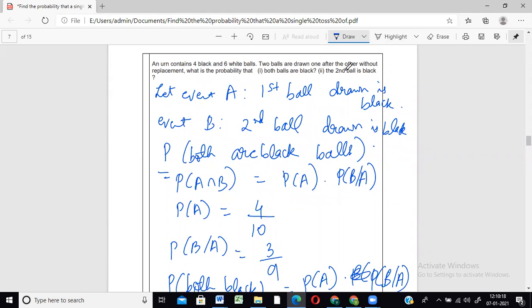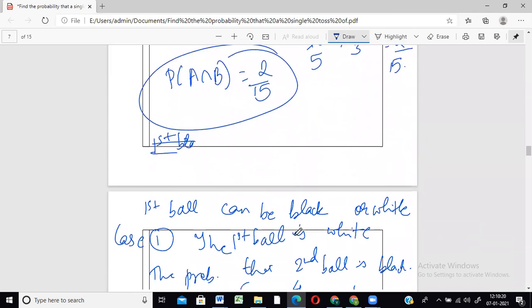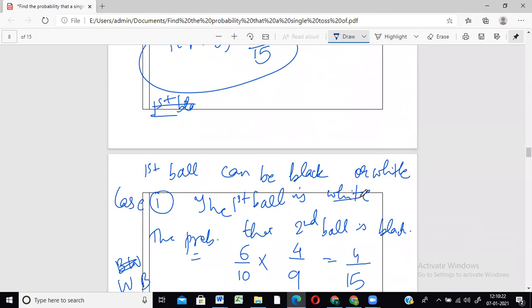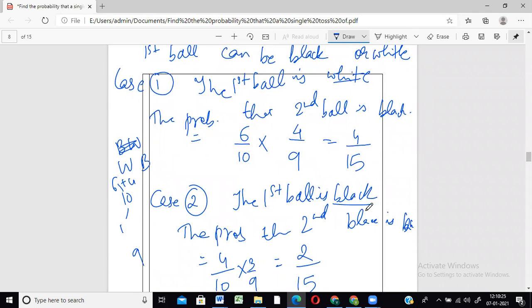Second ball is black means you can either have the first ball as white or the first ball as black. So the second ball has to be black. This is a compulsory condition. Now we have written two cases. First ball is white. Total how many balls are there? 10 balls. Out of that, how many are white? So that is 6/10. Now one white has been taken out of 10, so only 9 balls are left. But the second ball is black. So total how many black? So that's 4 into 9.